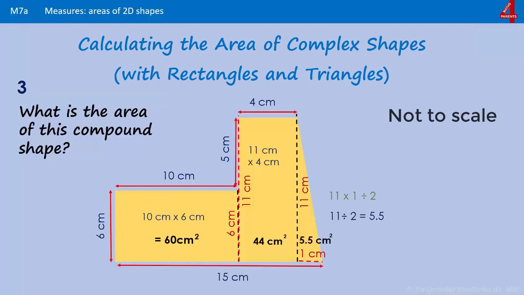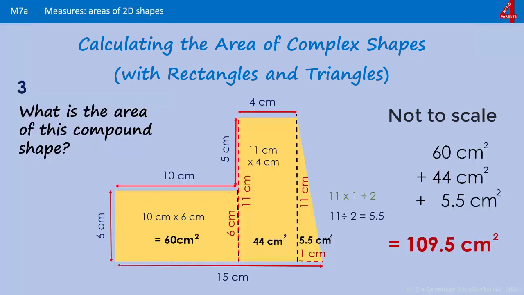Add those areas together, 60 add 44 add 5.5. The total area of that shape is 109.5 centimetres squared.